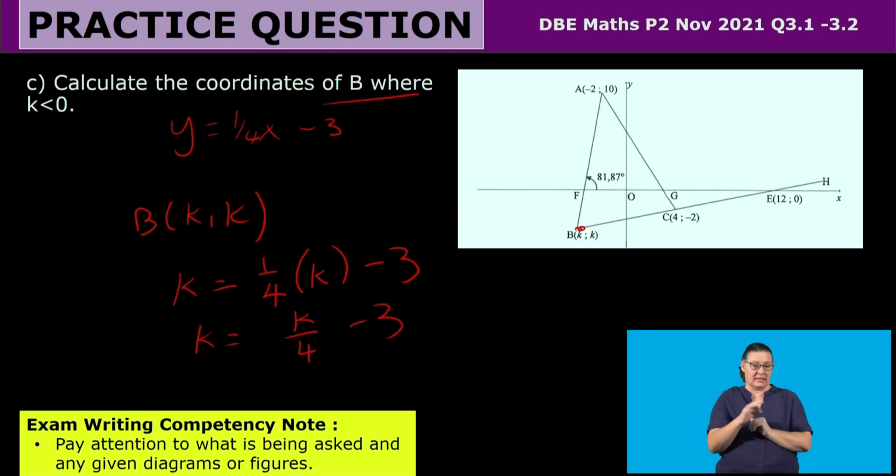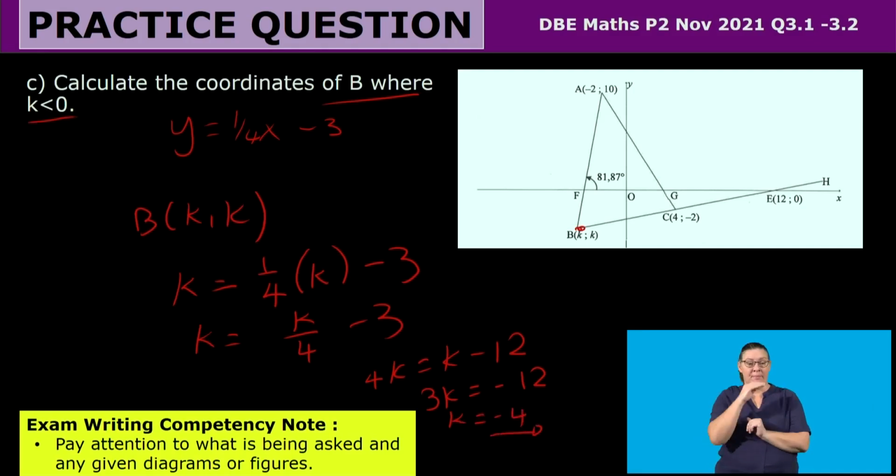And as you can see now, we can work out what k is because we've got an equation to work it out. So let's times through by 4. We end up with 4k is equal to k minus 12. 4k minus k is 3k, which is equal to negative 12. Divide both sides by 3, you get k is equal to negative 4, which is great because they said k is less than 0. So therefore, the coordinates of B are going to be negative 4, negative 4.